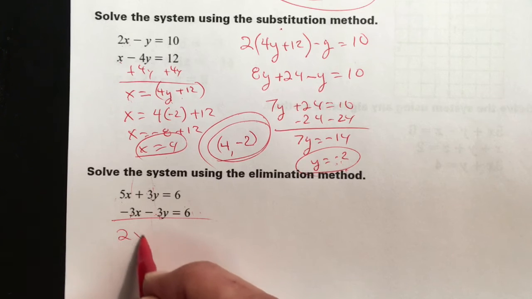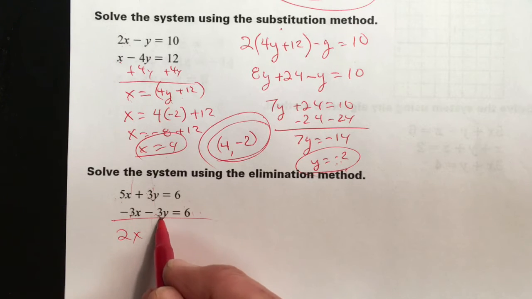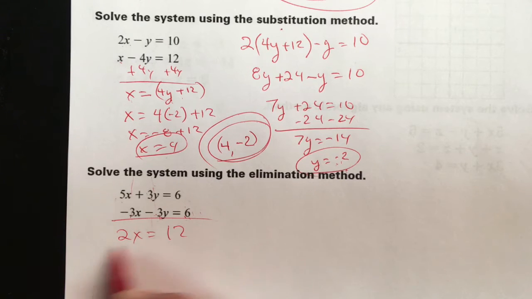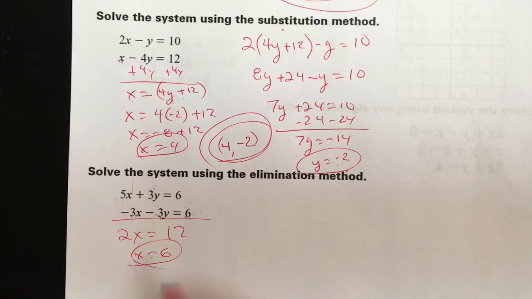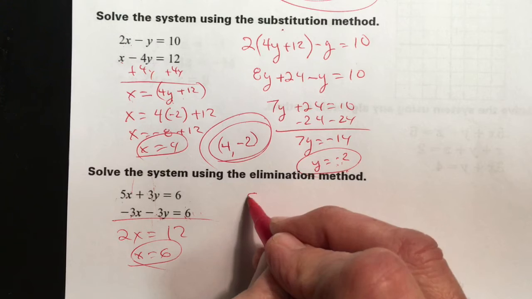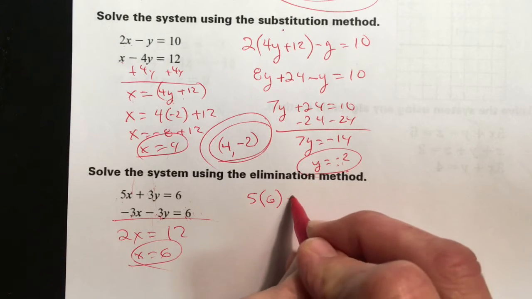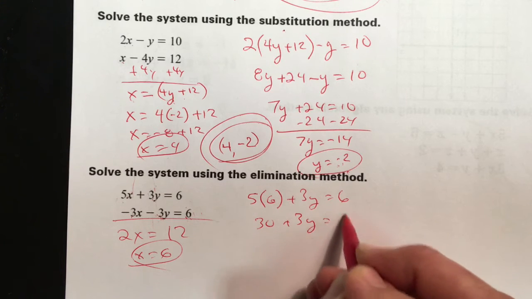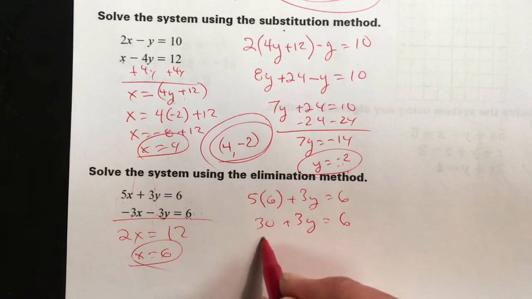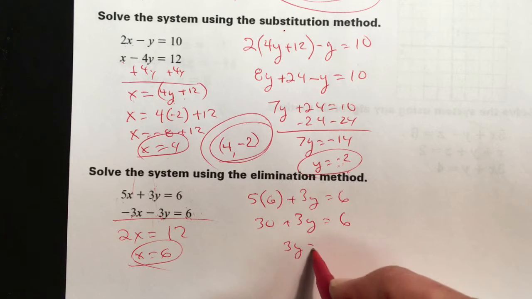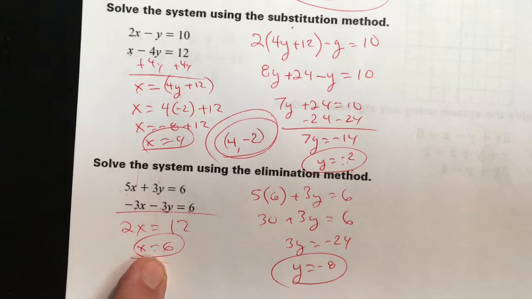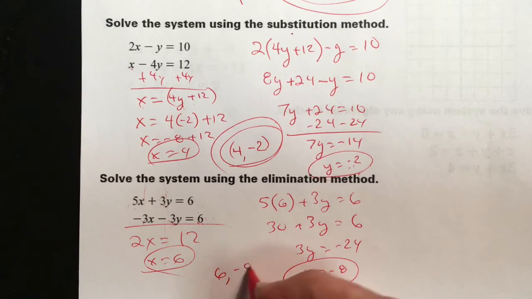So negative 3x, 5x is going to be 2x. That's going away, 3y and negative 3y. 6 plus 6, don't subtract these, you're adding them, is 12. Divided by 2, x equals 6. Again, half an answer. Plug it in either one of these for the x's to find the y. I'll go right up top here. So 5 times 6 plus 3y equals 6. 30 plus 3y. Subtract 30 from both sides. So 3y equals negative 24. Divide, y equals negative 8. X is 6, y is negative 8. So the answer is 6, comma, negative 8.